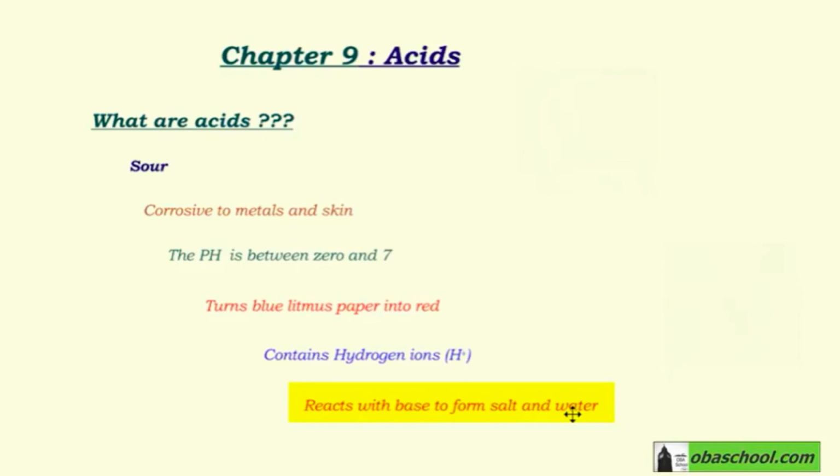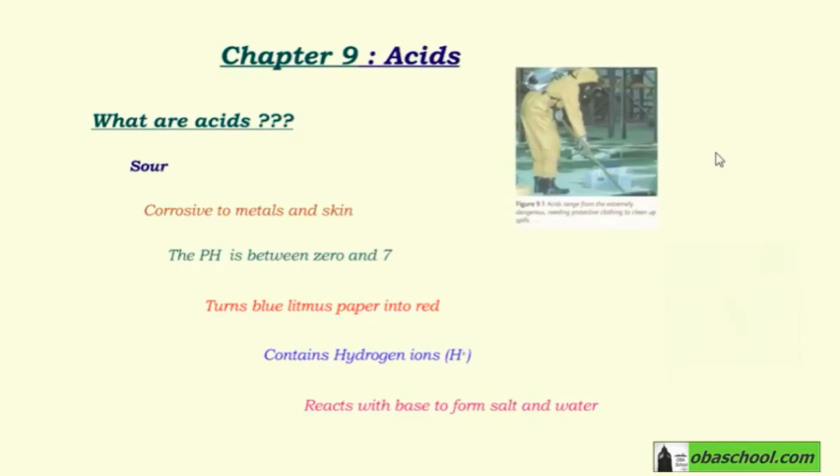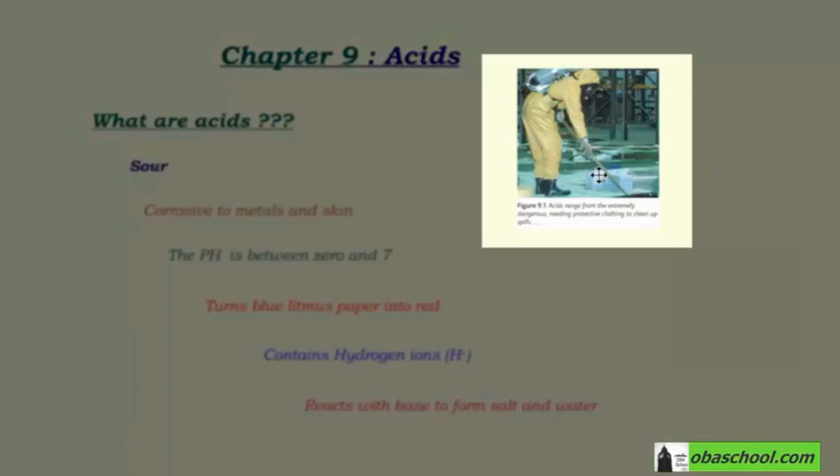These are mainly the characteristics of acids. Let's read them again. So acids are sour, corrosive to metals and skin. The pH is between 0 and 7, they turn blue litmus paper into red, contain hydrogen ions, and react with bases to form salt and water. You should know that the level of acidity differs. It can be very strong or it can be weak.